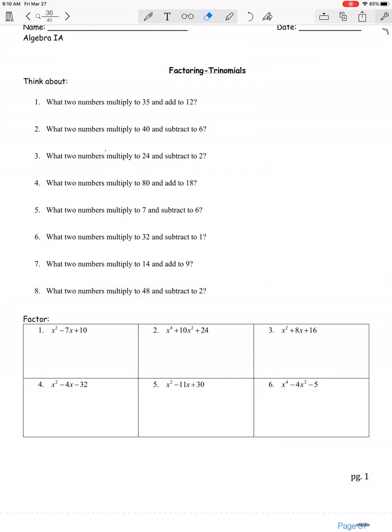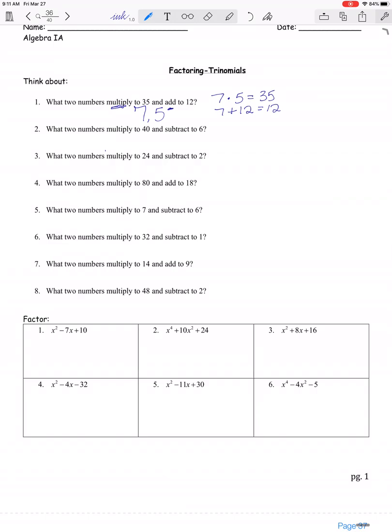So, number 1, they wanted to know what were two numbers that multiply to 35 and add to 12. So, turns out that 7 and 5 would be your two numbers. Because if I did 7 times 5, that equals 35. If I did 7 plus 5, that gives me 12. So those two numbers multiply to 35 and add to 12.